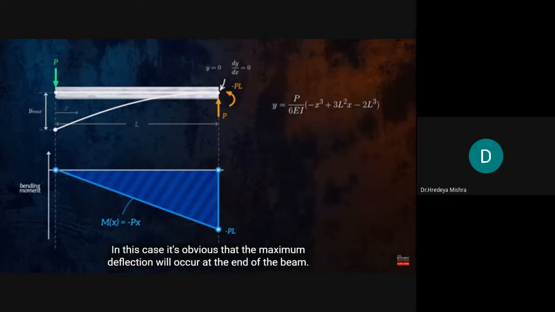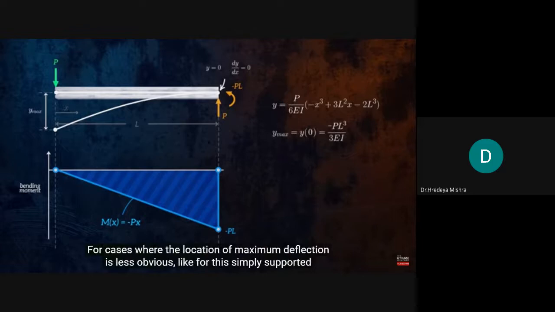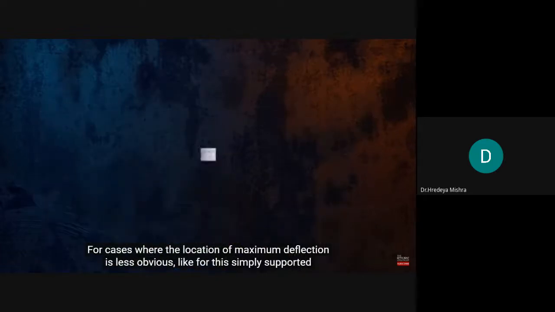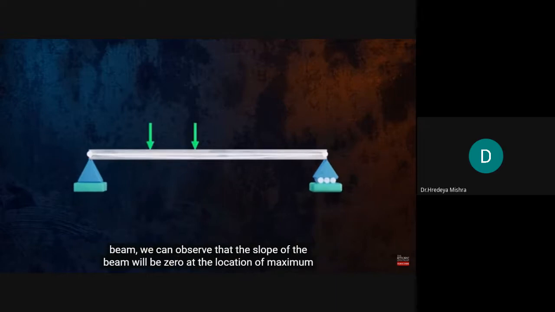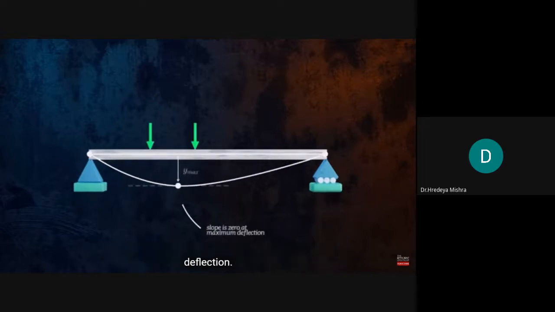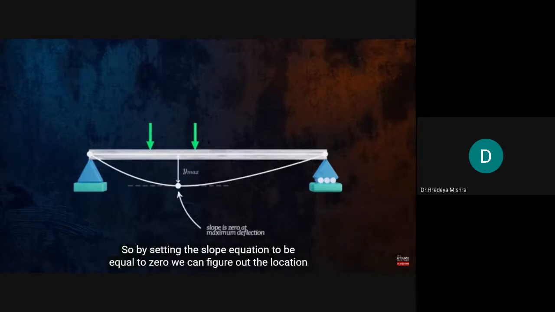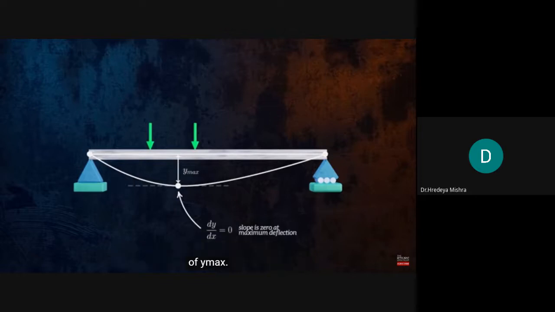In this case, it's obvious that the maximum deflection will occur at the end of the beam. For cases where the location of maximum deflection is less obvious, like for this simply supported beam, we can observe that the slope of the beam will be 0 at the location of maximum deflection. So by setting the slope equation to be equal to 0, we can figure out the location of y max.